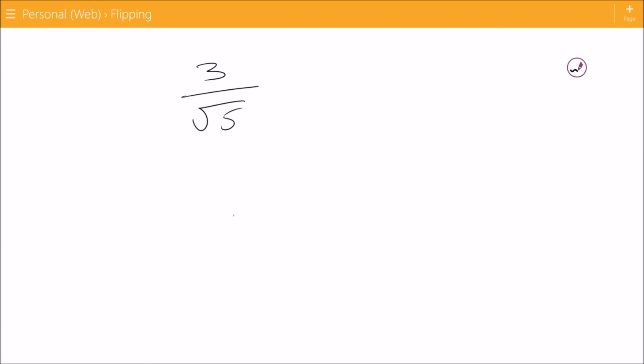Just a few to work on here, just for practice. What do you get if you have 3 over the square root of 5? And how can we clean up 7 over the square root of 11?